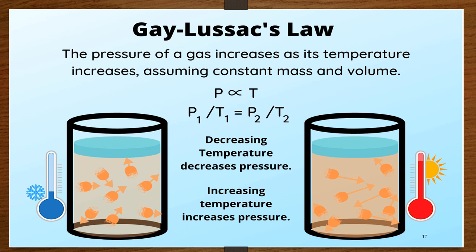Also, another demonstration, we say the pressure of a gas increases as its temperature increases, assuming constant mass and volume. What does that mean? It means that if we are going to increase the pressure, the temperature will also increase. Or if we are going to decrease the temperature, the pressure will also decrease. If we increase the temperature, the pressure will also increase.